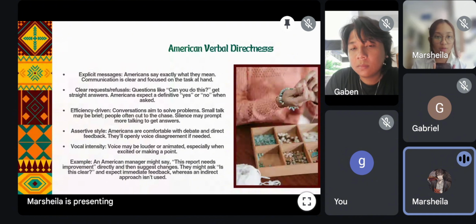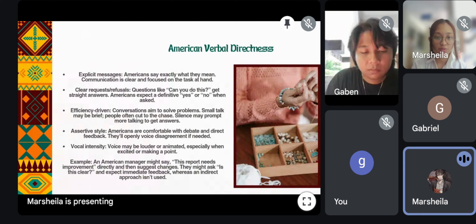Small talk may be brief. People often cut to the chase. Silence may prompt more talking to get more answers. Assertive style: Americans are comfortable with debate and direct feedback. They'll openly voice disagreement if needed. Vocal intensity: the voice may be louder or animated, especially when excited or making a point.